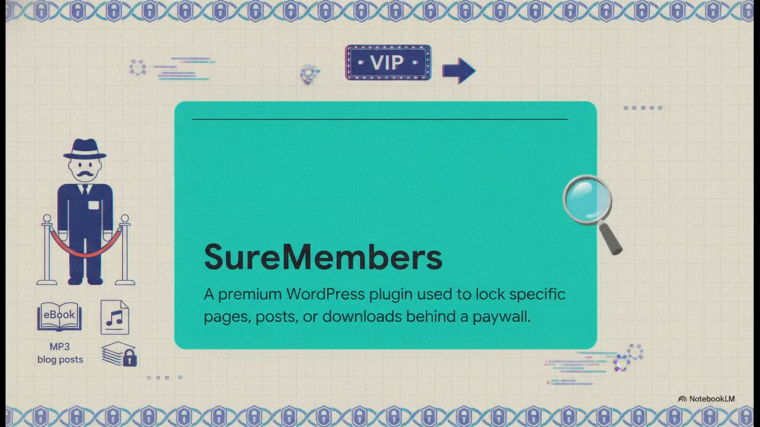To pull this off, we use something called SureMembers. This is a premium WordPress plugin that lets you easily gate off an ebook, an MP3 file, or even just entire blog posts behind a secure paywall. Think of it like the bouncer at the door of your VIP section. It keeps the freebie seekers out and lets the paying customers in.